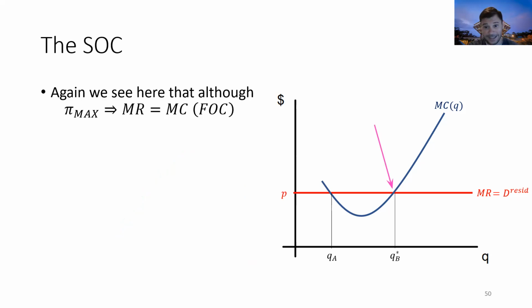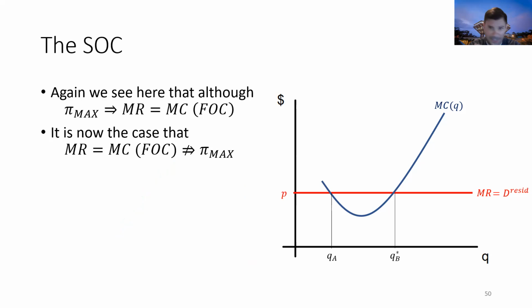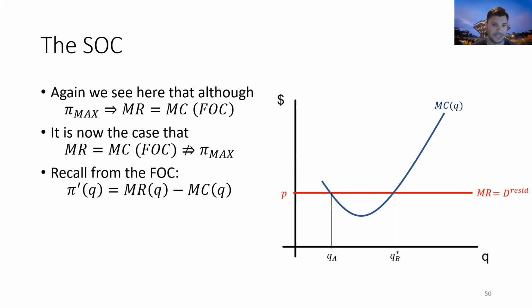But if we reverse that, just because MR equals MC does not necessarily guarantee that we are at a profit max, right? Like QA, MR equals MC, but QA is not profit maximizing here. All right, now, our first order condition, right? The first derivative of the profit function gave us the difference between the marginal revenue of production and the marginal cost.